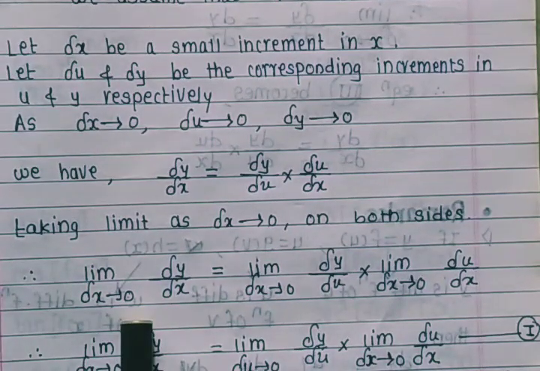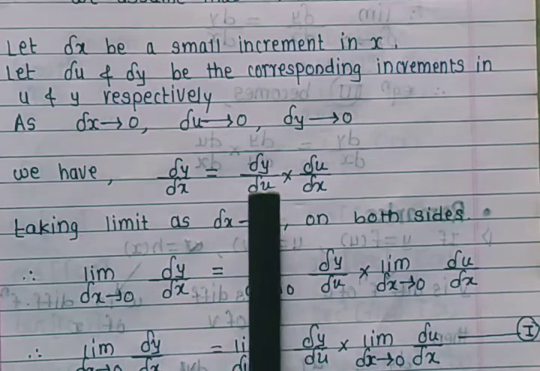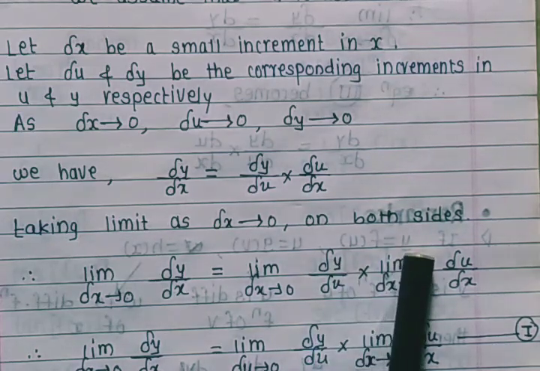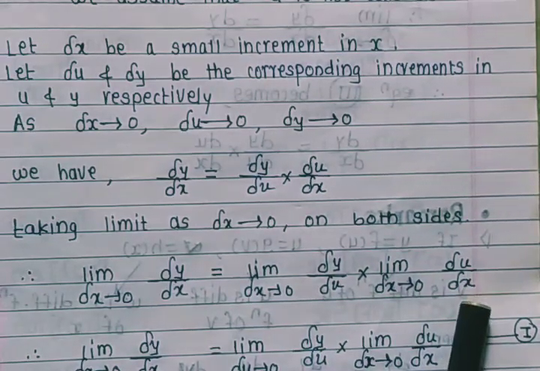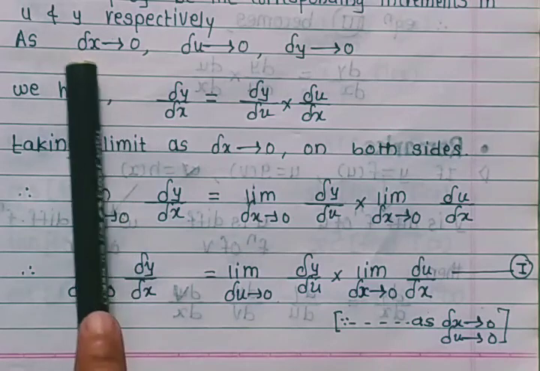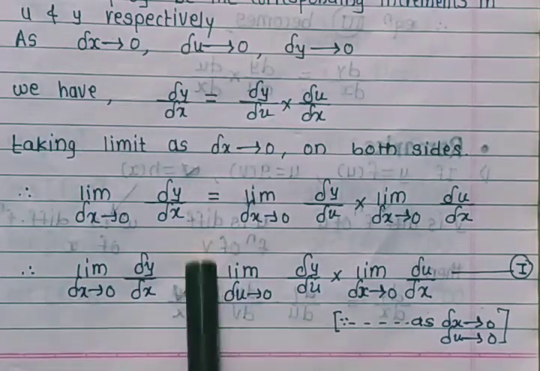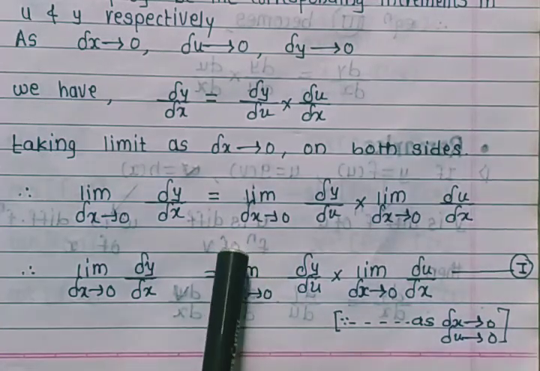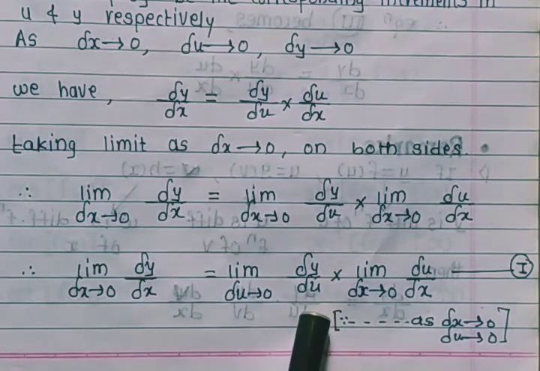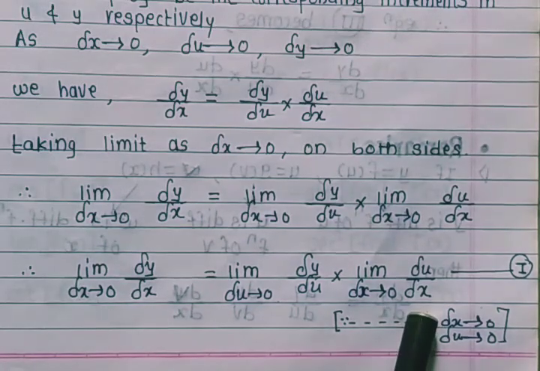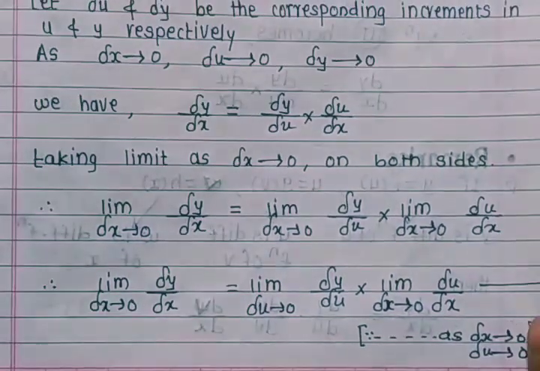Limit delta x tends to 0, delta y divided by delta x is equal to, separating the limits here, limit delta x tends to 0, delta y upon delta u into limit delta x tends to 0, delta u divided by delta x. Therefore, using the statement here, as delta x tends to 0, delta u tends to 0, so replace delta x tends to 0 with delta u tends to 0. Therefore, the RHS becomes limit delta u tends to 0, delta y divided by delta u into limit delta x tends to 0, delta u divided by delta x. Consider this equation as equation number 1.